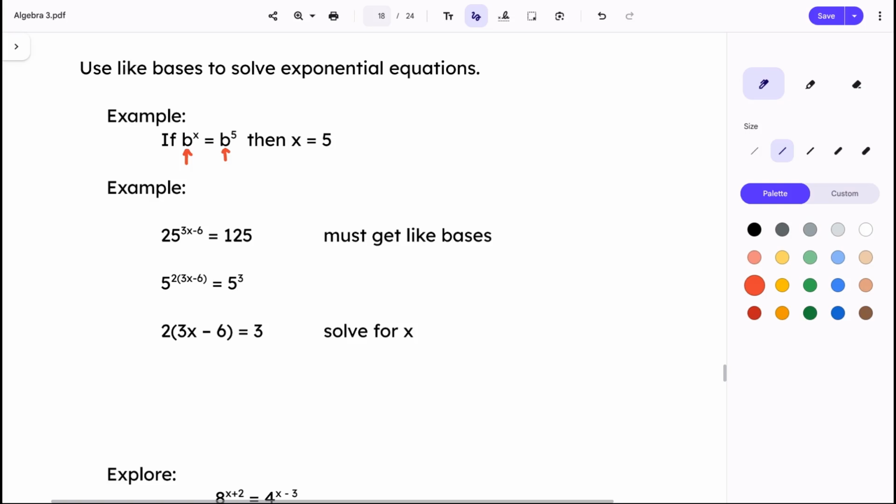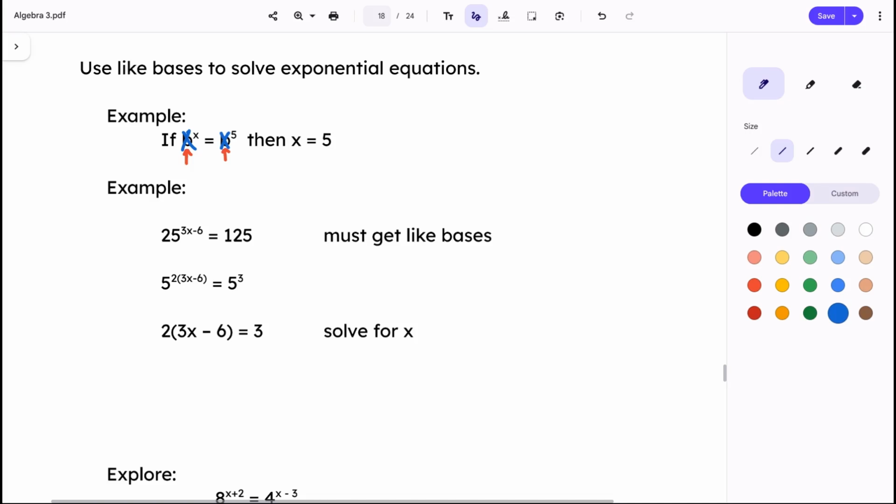If you have like bases like we do here, what you can do is eliminate the bases, and then you're left with just the exponents, the x and the 5, and you just set those equal to each other. Now, this is a really simple, easy example. Sometimes the exponents might be a little more complicated, and you might have to solve using your algebra skills and do something a little more in depth, okay?